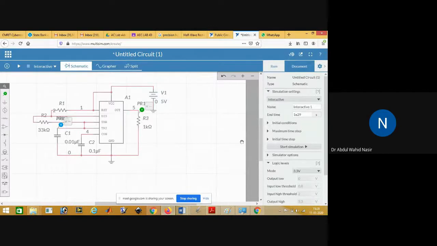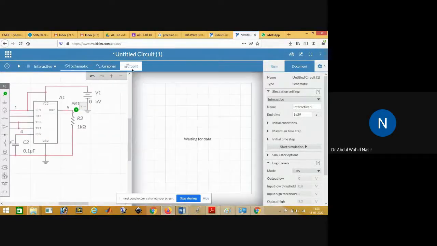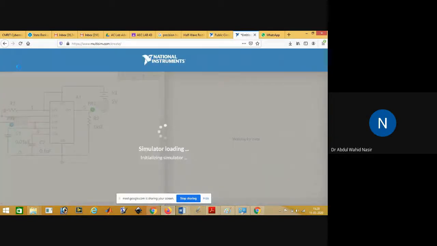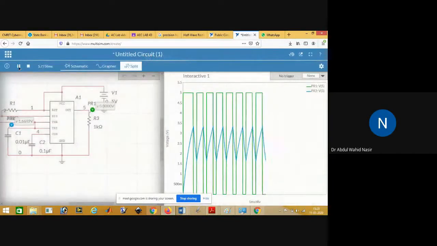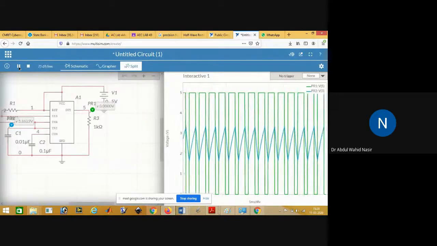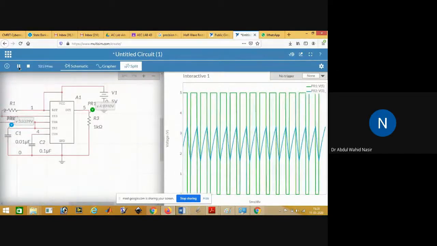Now our circuit diagram is ready. We will simulate our model and see the output. Here is the run button. On the left-hand side you can see the circuit diagram, and on the right-hand side the voltage output. You can see it is running continuously.